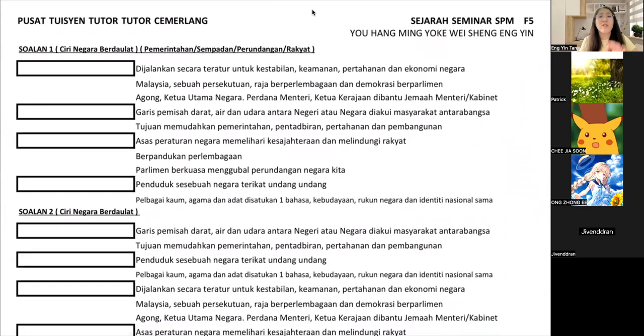Now, let's look at the third type of question. The third question they may test you on in chapter 1 is Ciri Negara Berdaulat.